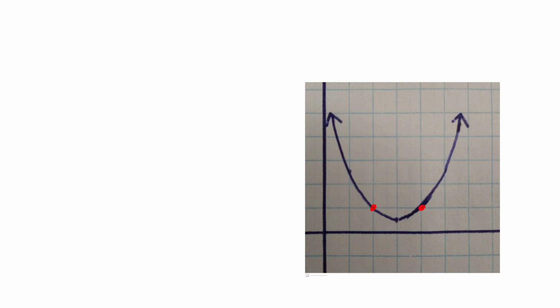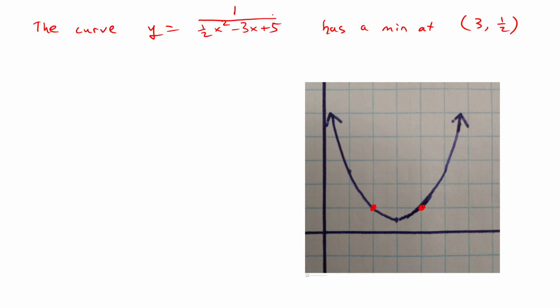Now, this curve has a minimum. We can say the curve y equals 1/2 x squared minus 3x plus 5 has a minimum at the point 3, 1/2. Well, that curve and 1 over 1/2 x squared minus 3x plus 5 are going to have an inverse relationship. As one gets bigger, the other gets smaller. So if I make this a 1 over, then this word minimum is going to change to maximum.